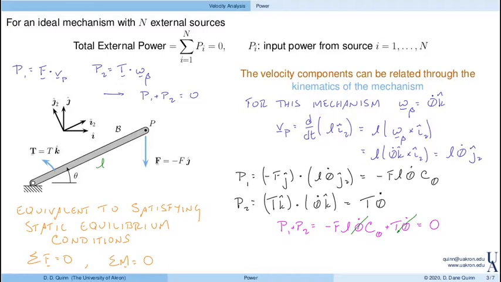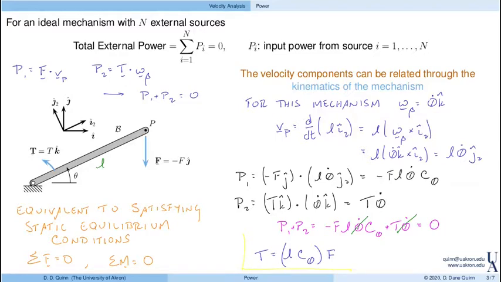So it turns out that even though I'm using the velocities, I'm using the angular velocity, I'm using the velocity of P, I actually don't need to know what those values are. I just need to know how they relate back to a single coordinate. And then that coordinate, theta dot in this case, will cancel out of the power equation. So at the end of this, I can relate the force and the torque. In particular, I could go and solve for the torque. The torque here is equal to L cosine of theta times F.